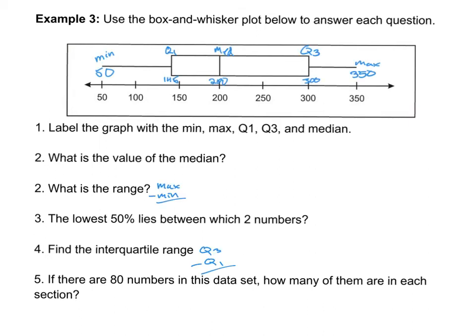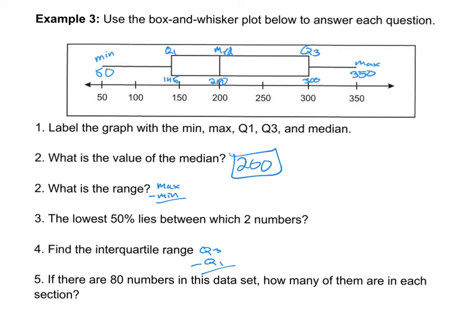So first step is labeling the graph with our max and mins. The only one that looks a little unclear might be Q1 with 145. Should be something hopefully close to that. And then we have all of those things labeled to answer our questions. Well, the median, that's pretty clear, that is going to be a 200.